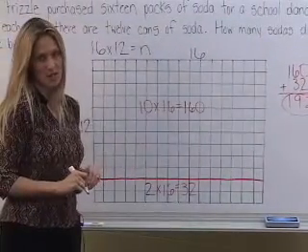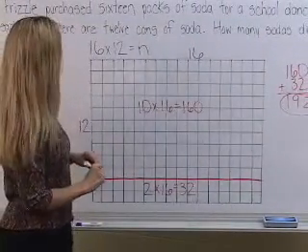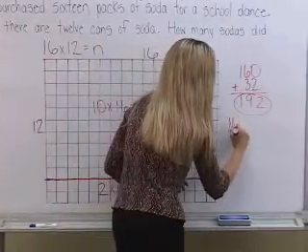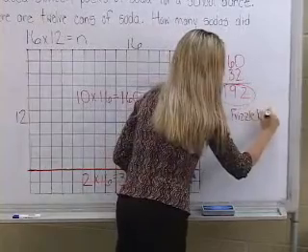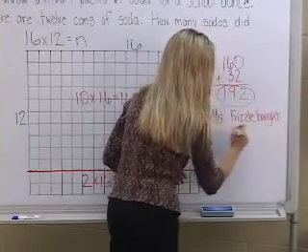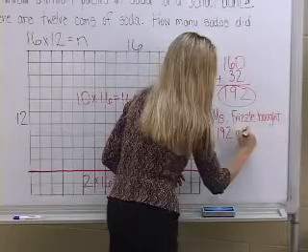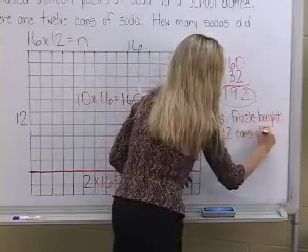As always, we request that our students write answers in a complete sentence. So in this case, they would write, Ms. Frizzle bought 192 cans of soda.